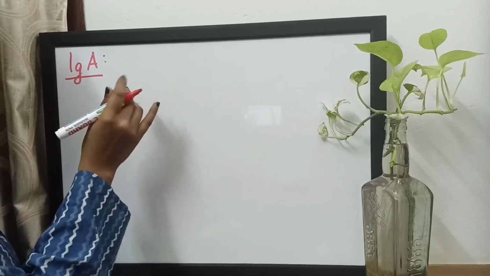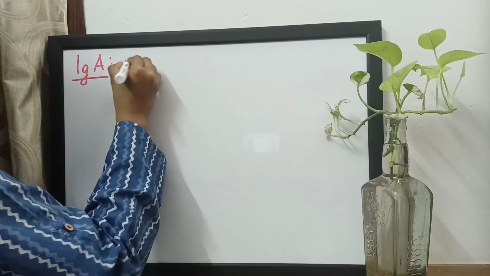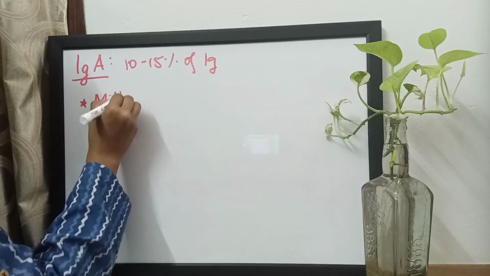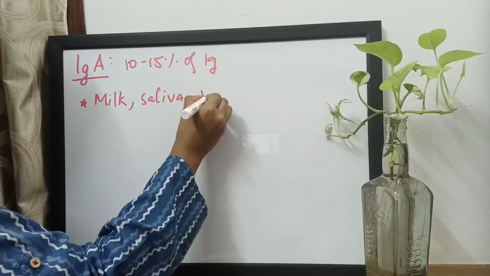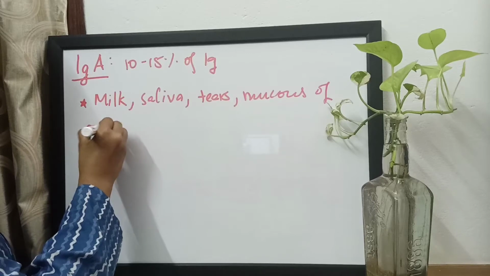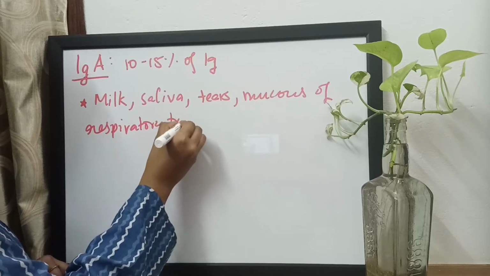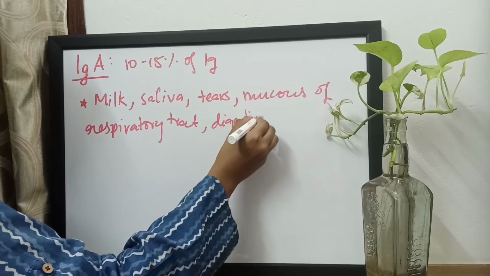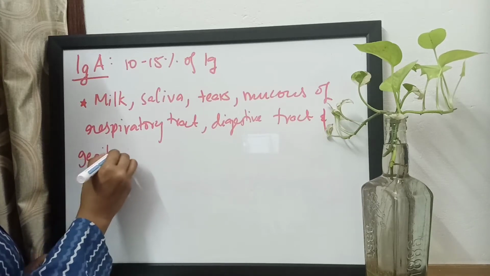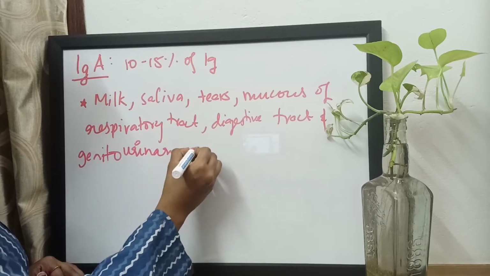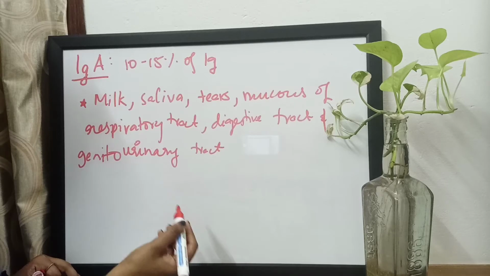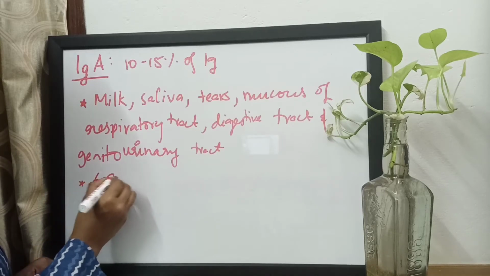So over here we said 80% of immunoglobulins is IgG. 10 to 15% of immunoglobulins is IgA. Where all is it present? It's present in the milk, saliva, tears, mucus of respiratory tract, digestive tract, and also in the genitourinary tract. The half-life of IgA is 6 to 8 days.